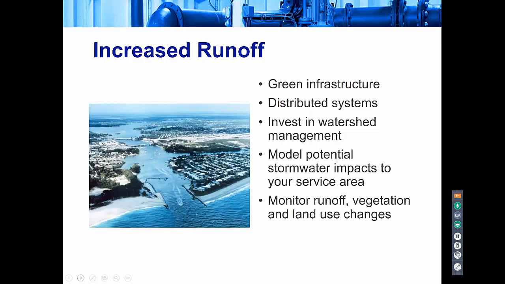So, increased runoff. Some things that you can do to help fortify yourself from increased runoff are to think about green infrastructure, think about distributed systems, or invest in watershed management plans, model potential stormwater impacts to your service area, start thinking about monitoring runoff with regards to vegetation and land use changes, and incorporate that data all into your models. This is going to be a big one, especially for the East Coast, that's going to be dealing with a lot more stormwater issues. Start thinking about how you implement these different strategies and techniques so that you can manage the volume that we will be expecting.